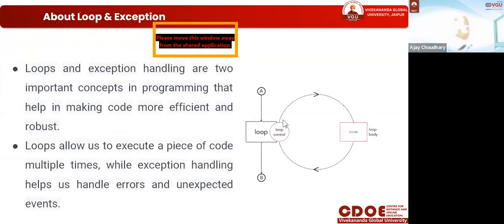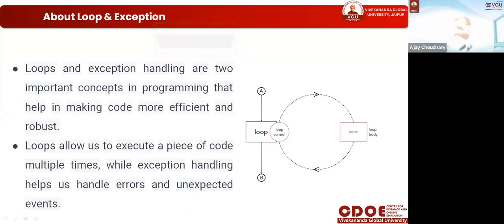So right in the PPT we are showing the loop. A loop is nothing but a same kind of code we write many times in a program, and it minimizes the usage of that. Loops and exception handling are two important concepts in programming that help in making code more efficient and robust. Loops allow us to execute a piece of code multiple times.